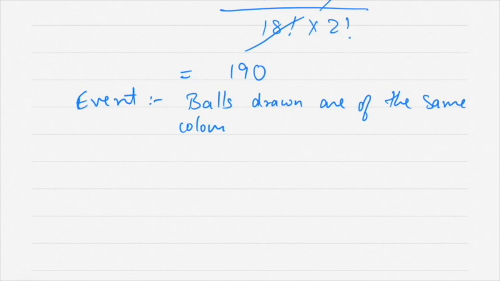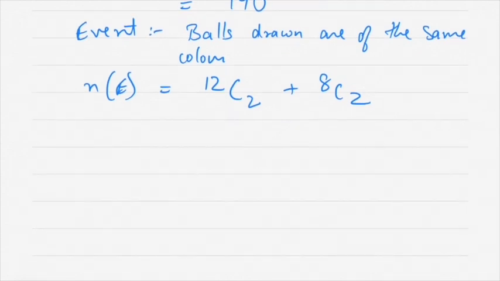So, it will be either white or red, right? In case of, so number of events, I will name it as n of E here. Okay. So, number of events would be 12C2 or 8C2, right? If 2 white balls are selected, then it would be 12C2. If 2 red balls are selected, then it would be 8C2. So, please calculate this.